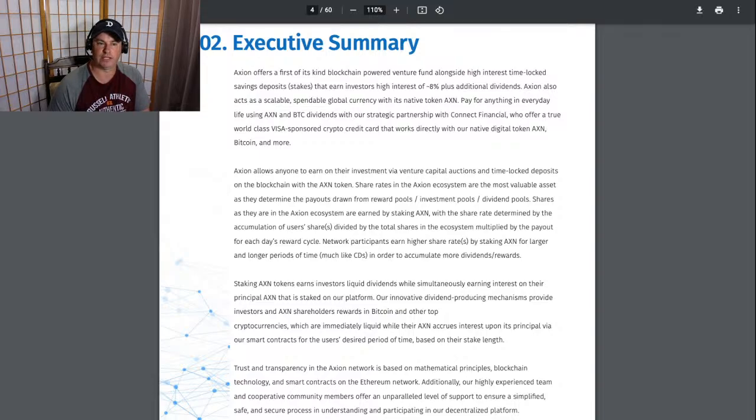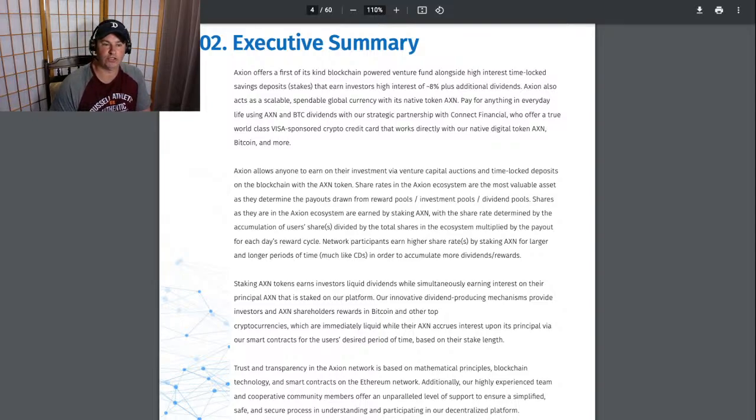So it's determined by the accumulation of users' shares. As more people stake, they get more shares, divided by the total shares in the ecosystem, multiplied by the payout for each day's reward cycle. So there's a ROI component in there as well, a return on investment. Network participants earn higher share rates by staking Axion for larger and longer periods of time, much like CDs, certificates of deposit that you used to get from the bank, in order to accumulate more dividends and rewards. So pretty awesome.